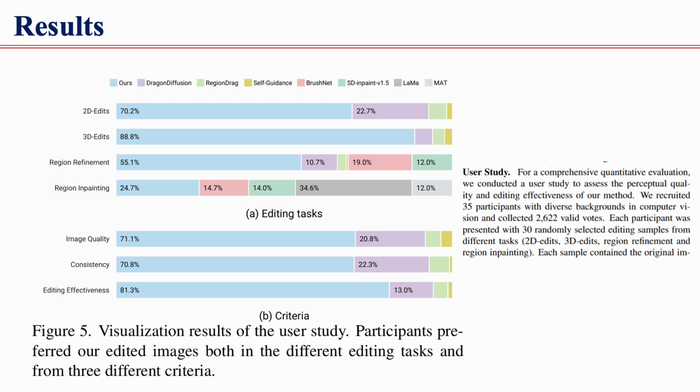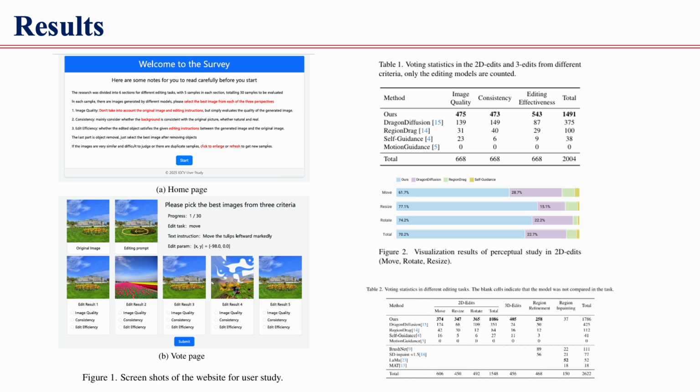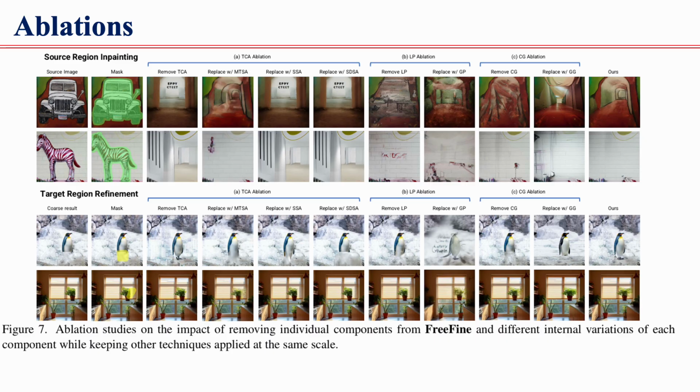For a further comprehensive quantitative evaluation, we conducted a user study to assess the perceptual quality and editing effectiveness of our methods. The result is consistent with those mentioned above. More details about the user study can be found here. We conduct ablation studies on the TCA, LP, and CG modules to discern the impact of each component on the generated results. While ablating one component, we make sure other techniques are kept the same.